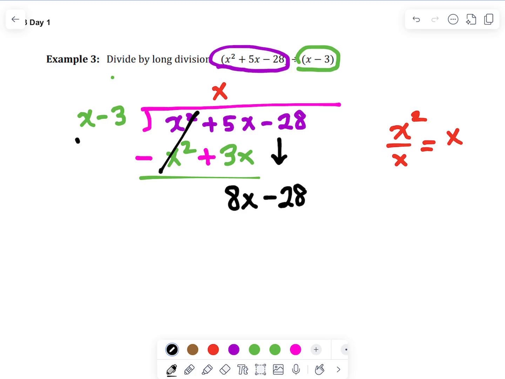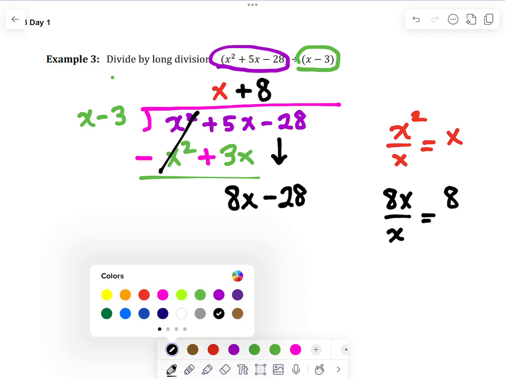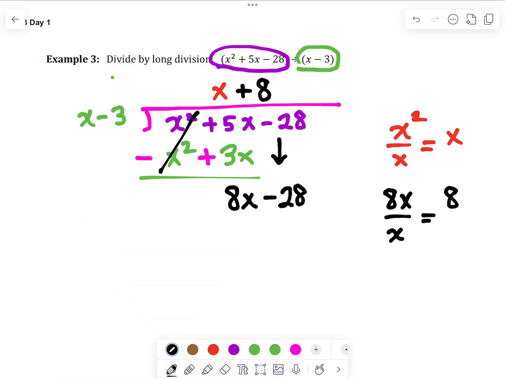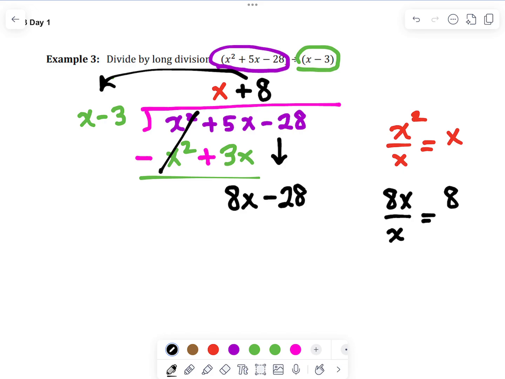We say, how many times does x divide into 8x? Or off to the side, what is 8x divided by x? Well, that is 8. So 8 goes up on top. And now what we do is we multiply that black 8 to the green terms, x minus 3. So 8 times x is 8x. 8 times negative 3 is negative 24.